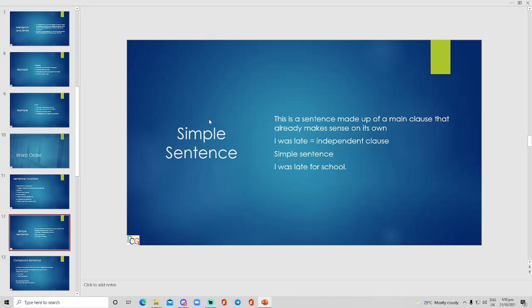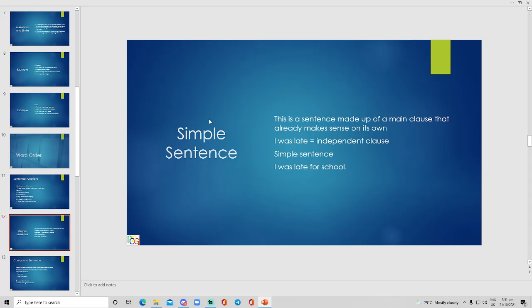That can almost be a sentence on its own. Alright? So that is an independent clause. So now to make a simple sentence, because usually a simple sentence has one main clause that already makes sense, and then you just add something to it. That is not another clause, but just a few more words or what have you.